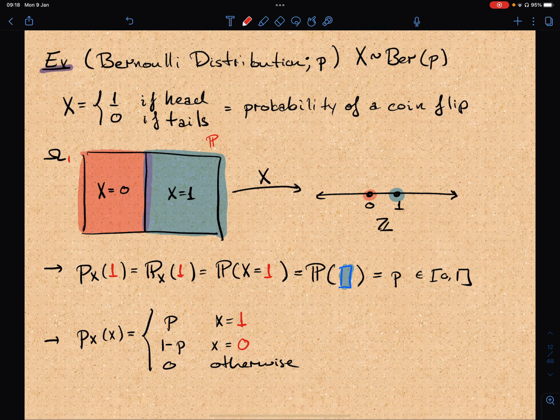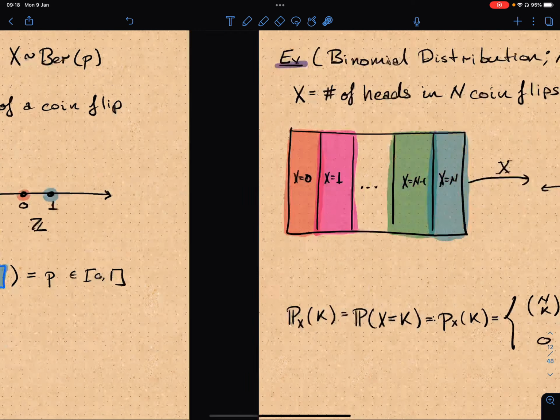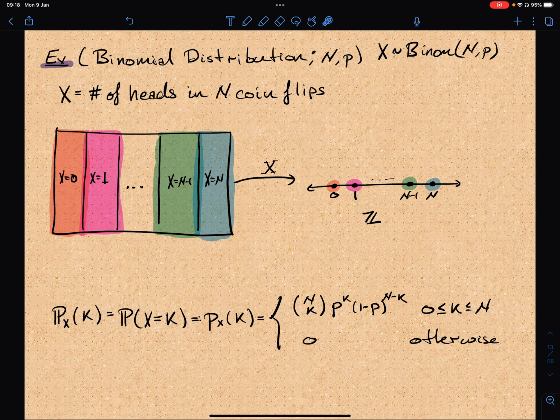1, and 0. So again, the probability distribution for x is just going to be a map from the integers to 0 and 1, such that all the probabilities add up to 1. And here, that's what we have. This is going to add up to 1, and this is going to be 0. So this is the Bernoulli distribution. Let's move on to the next distribution, the binomial distribution.